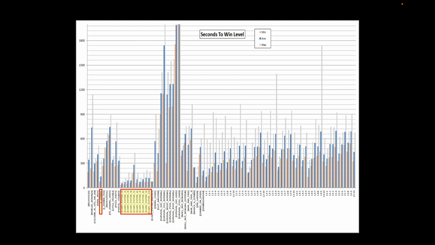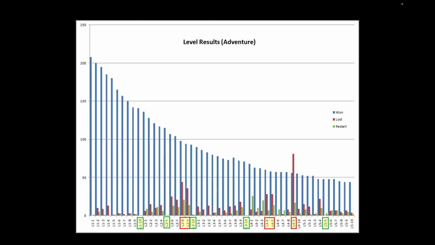So across the x-axis here, you can see the name of the level, and on the y-axis, the number of seconds it took to win the level, and then the min, max, and average times for each of those. And you can see they've identified a section of levels that were just too easy based on how quickly they were being beaten. They also tracked the number of times people won or lost a level or had to restart it. And you can see that certain levels they've highlighted as being problematic, as being outside of the norm, and so they can make adjustments to the difficulty of those levels based on that metric.